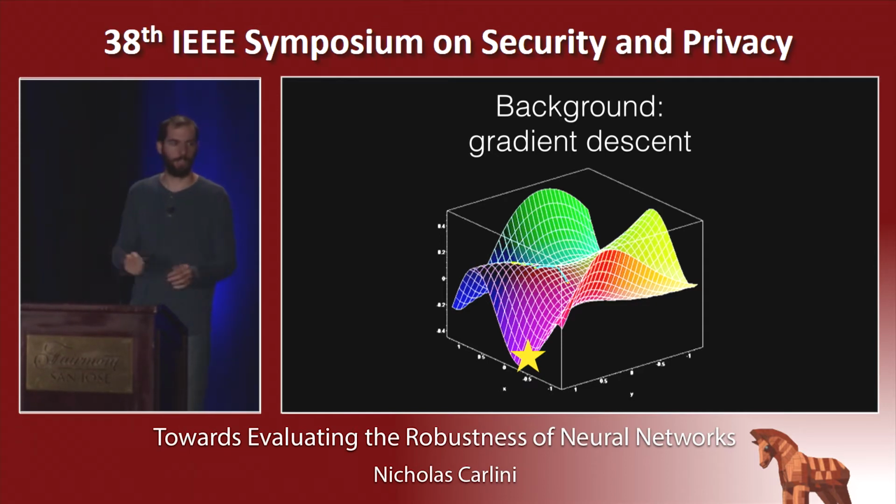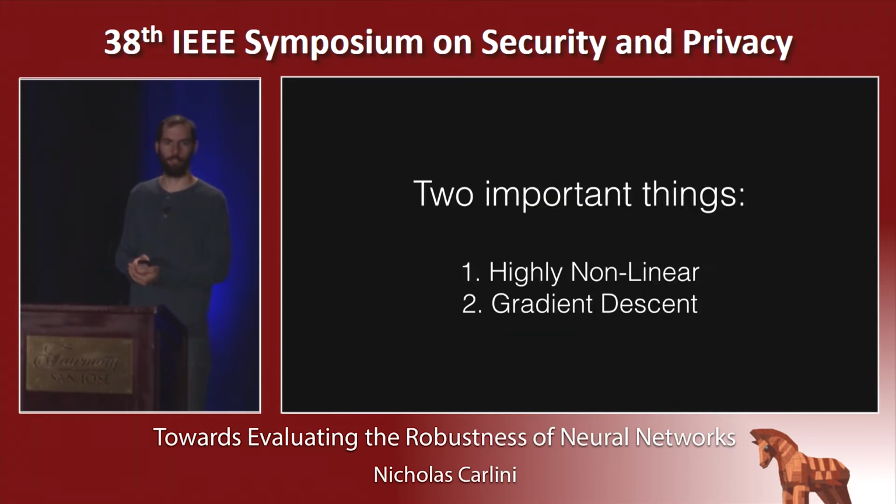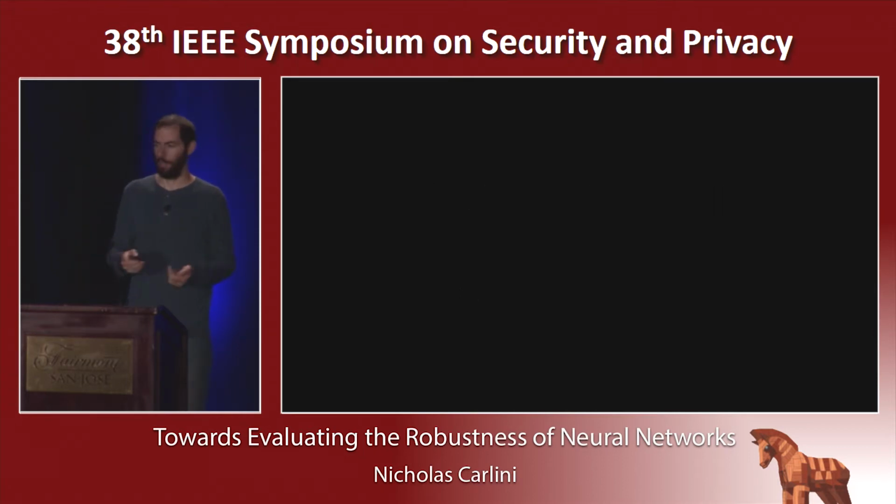So this is basically everything you need to know about neural networks from my talk. There are two important things. The first thing you need to know is that neural networks are highly nonlinear, and the second thing that's important to know is the process of gradient descent. Okay, so that's what neural networks are. Now let's talk about why we care about them.